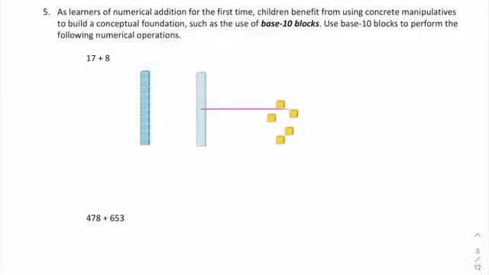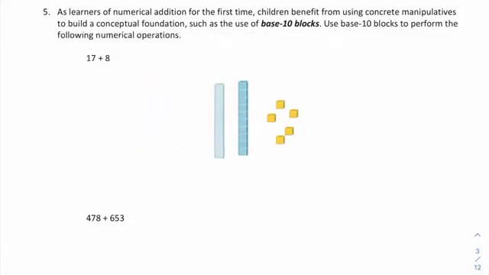And then we can put these all together and see what number we now have. And the resulting amount is we have 2 10s and 5 1s. That is represented by this 25.